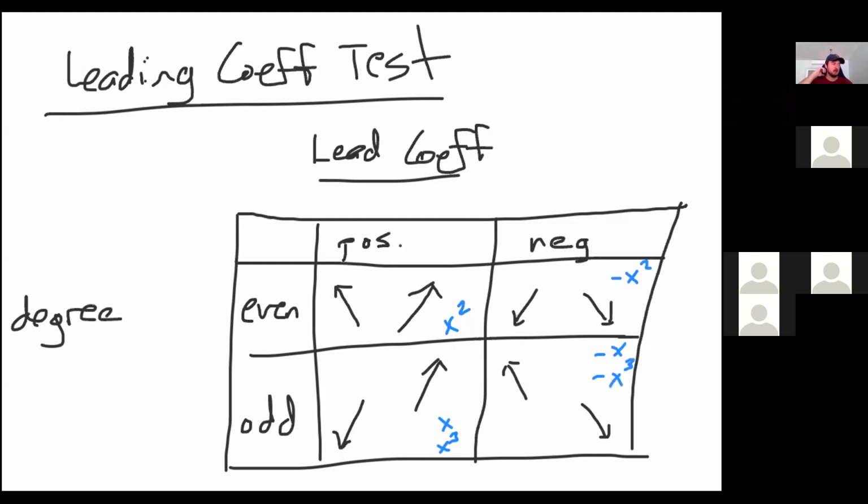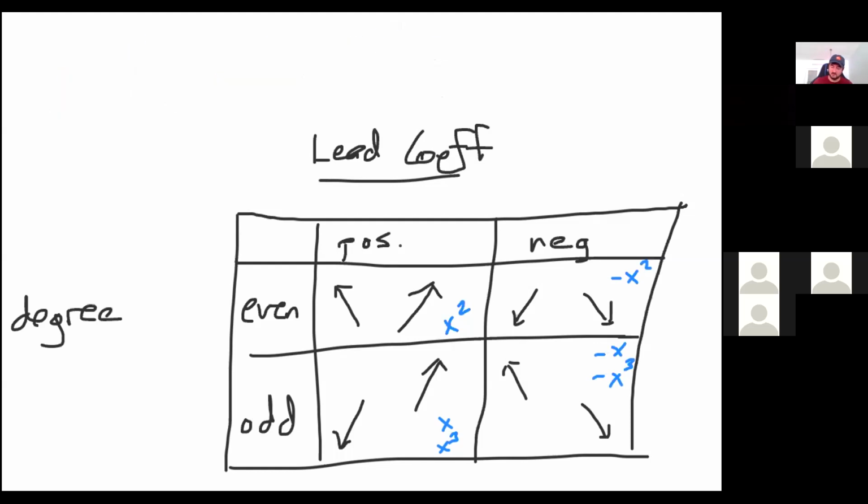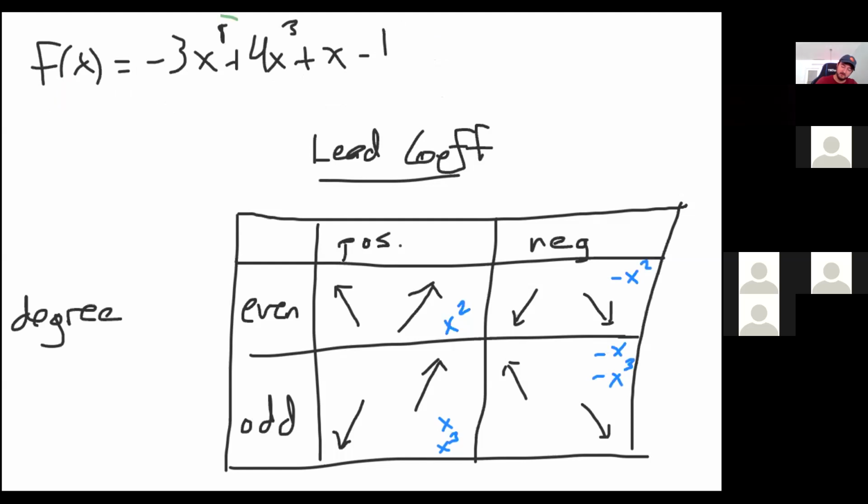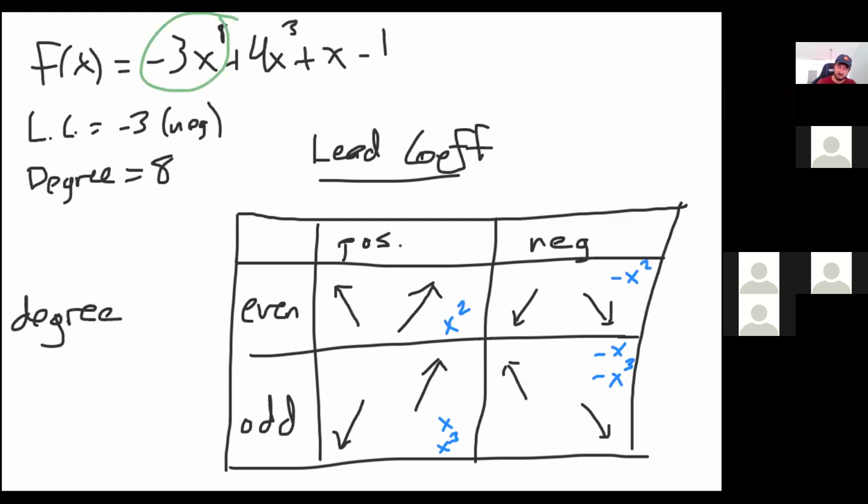Okay. So when I go look at this function in Poll Everywhere, I say, okay, well, what is the degree and sign of the leading coefficient? Sorry, I was trying to think of too many things in my head at once. So we had negative 3x to the 8th plus 4x cubed plus x minus 1. All we have to do is focus in on my highest degree term. So leading coefficient is -3, a negative number. My degree is 8, which is even.